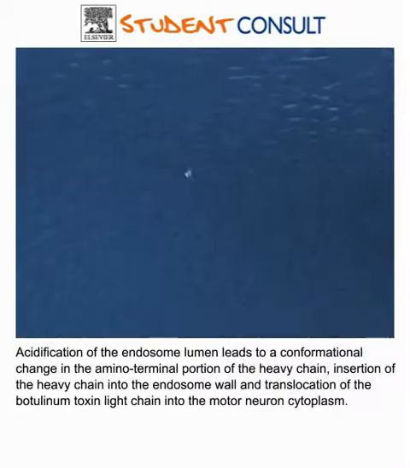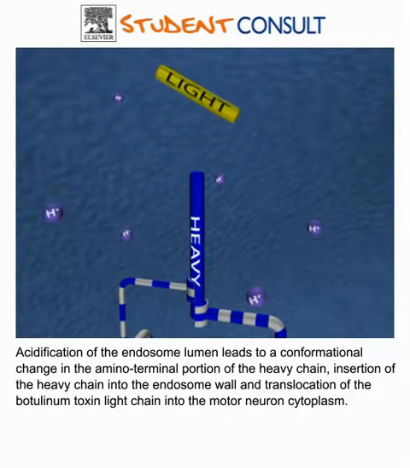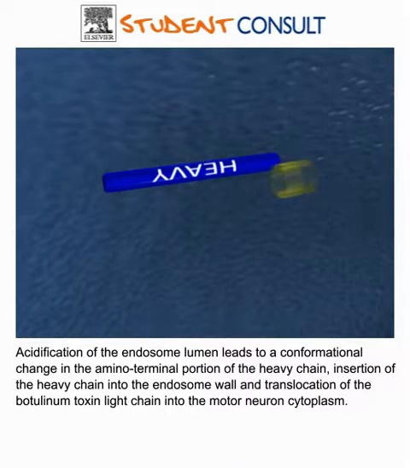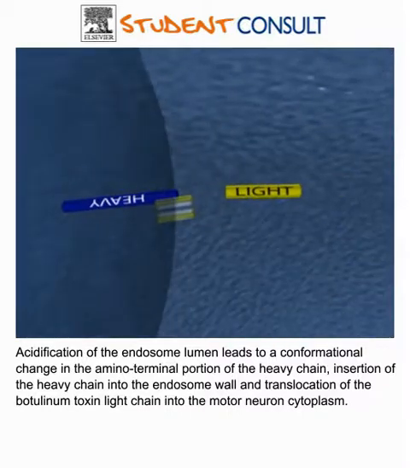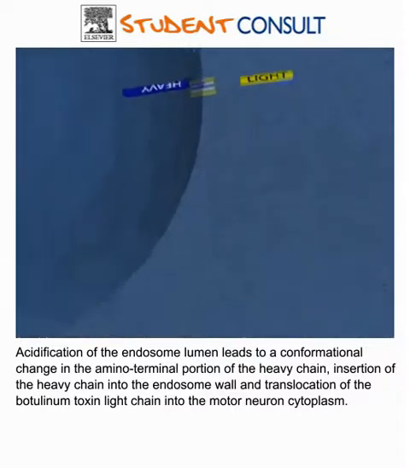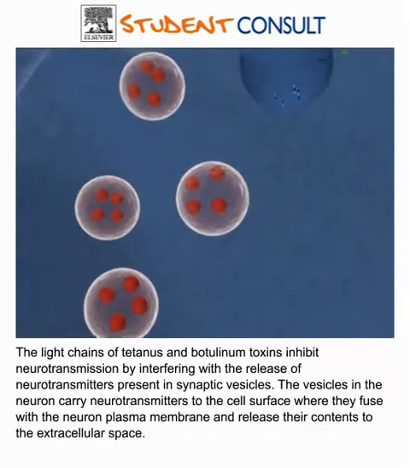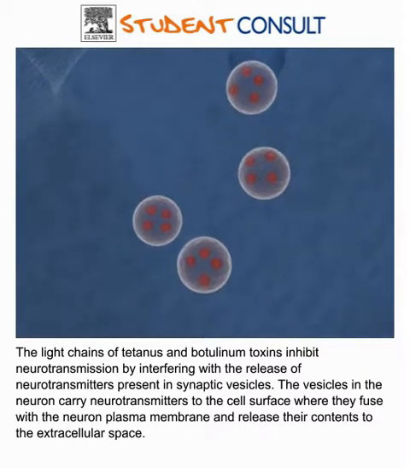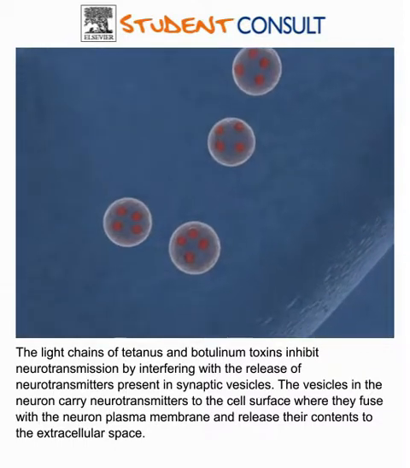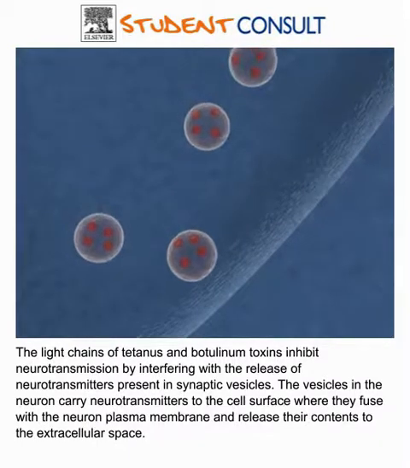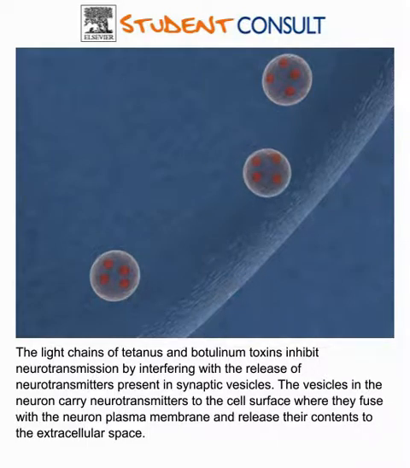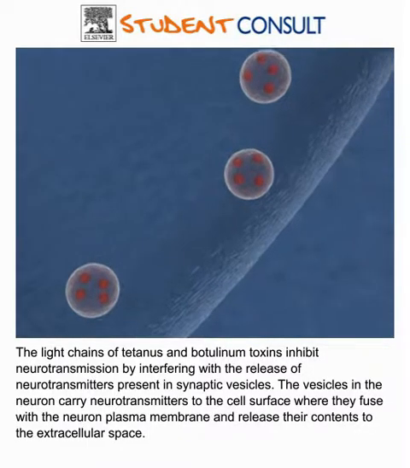Acidification of the endosome lumen leads to a conformational change in the amino-terminal portion of the heavy chain, insertion of the heavy chain into the endosome wall, and translocation of the botulinum toxin light chain into the motor neuron cytoplasm. The light chains of tetanus and botulinum toxins inhibit neurotransmission by interfering with the release of neurotransmitters present in synaptic vesicles. The vesicles in the neuron carry neurotransmitters to the cell surface, where they fuse with the neuron plasma membrane and release their contents to the extracellular space.